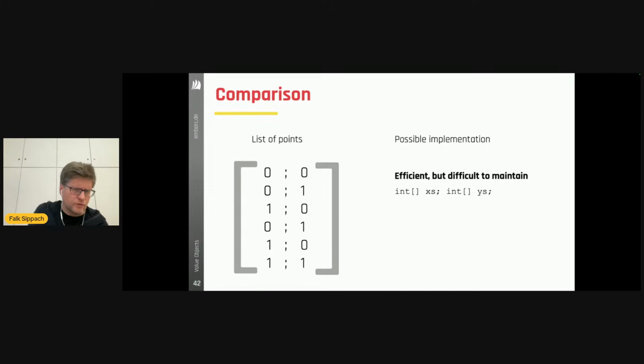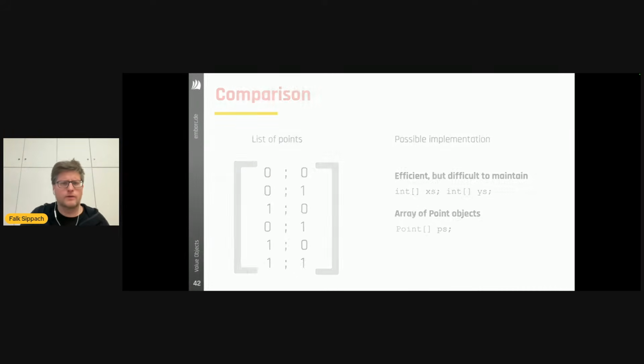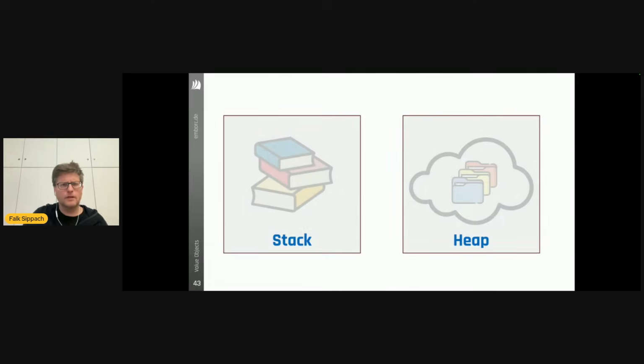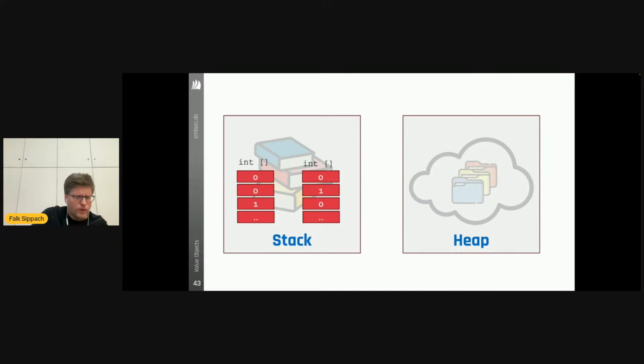The most efficient, but maybe not that easy to maintain, would be to have 2 int arrays, x's and y's. And the other one would be more like the real model. We have an array of so-called point objects. And let's see how big the difference is between the two memory layouts. If we have the one with the x and y arrays, then it's just a header for the int array. It's about 12 bytes.